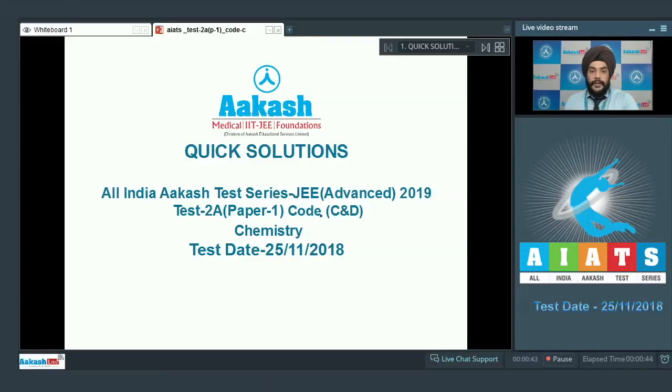Hello everyone. Today we'll be looking at some quick solutions of All India AATS Test Series JEE Advanced 2019 Test 2A Paper 1 Code C and D. So let's start with the first section.